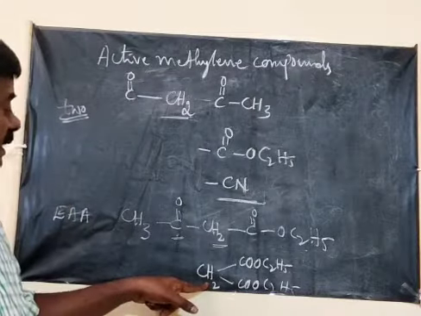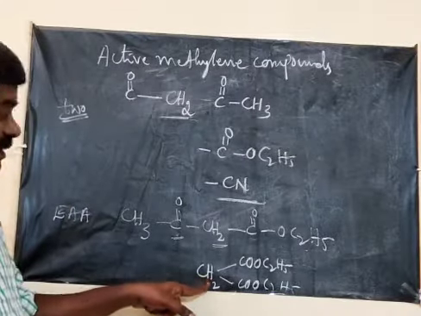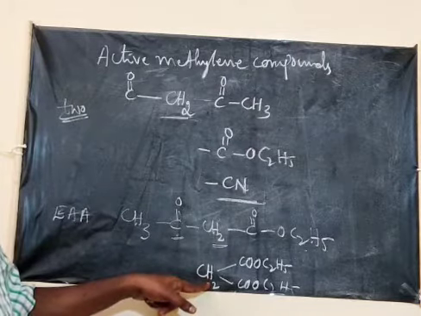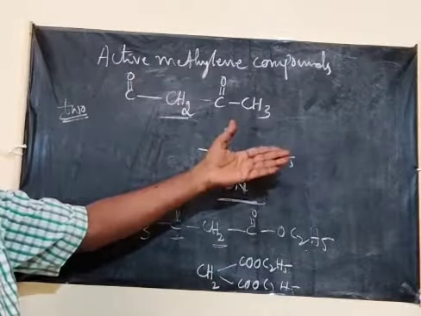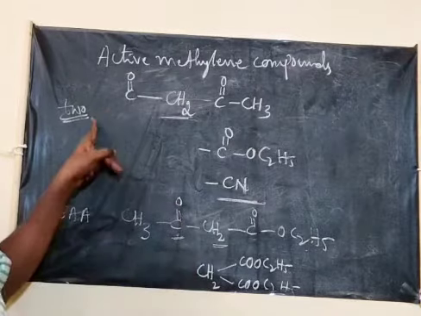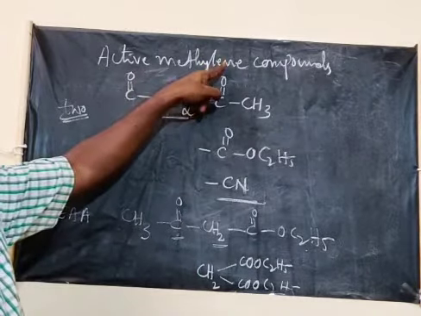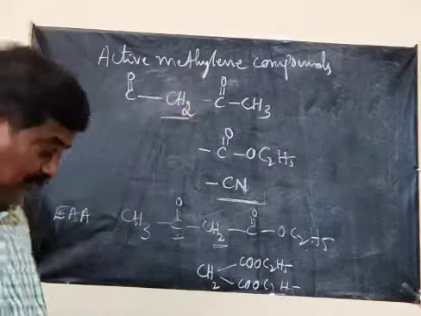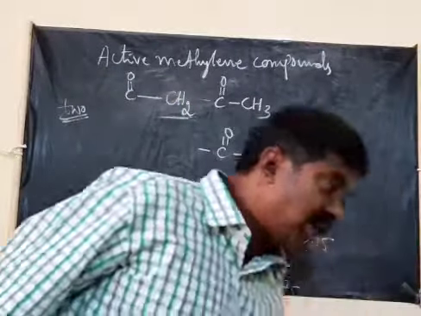So one can easily convert this type of compound to other classes of compounds. That means we can prepare different classes of organic compounds starting from an active methylene compound. Therefore, these are considered synthetic organic compounds.